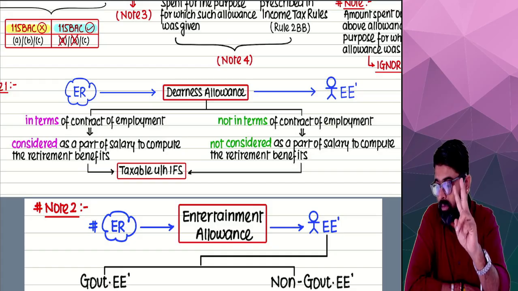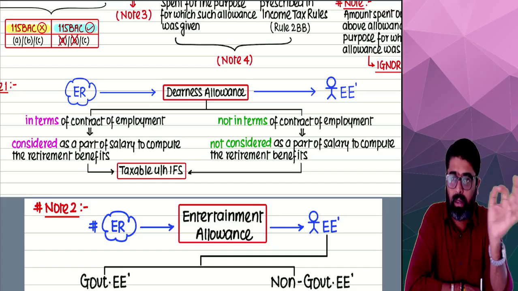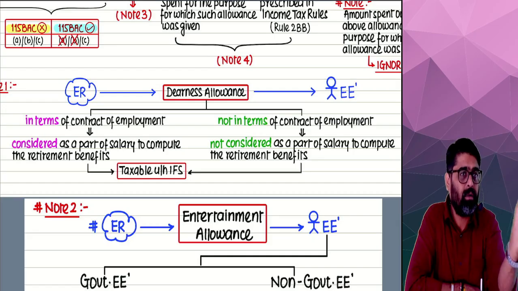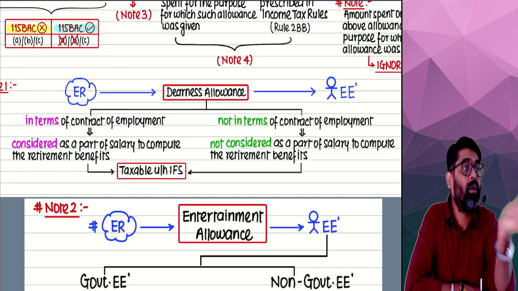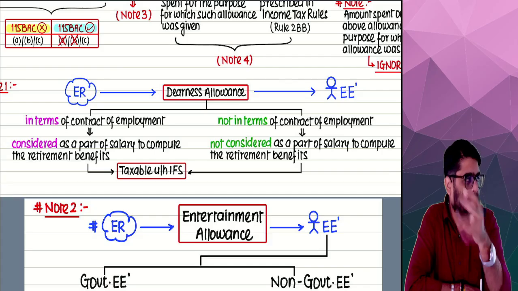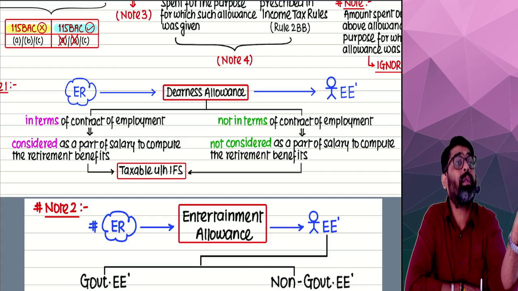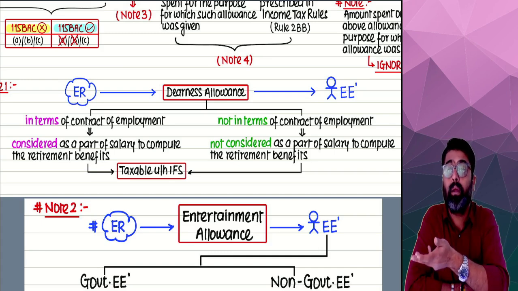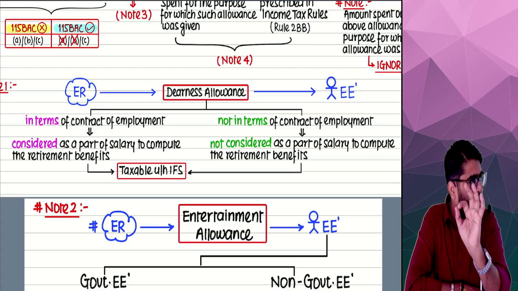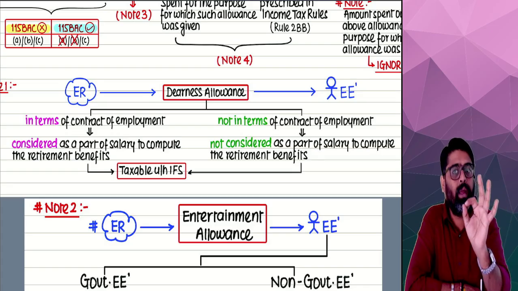So there are two types of DA: in terms and not in terms. In terms is DA written in the employment contract. Not in terms is DA not written in the employment contract. Both the DAs are fully taxable. Whether you get it as per employment terms or without the employment terms, both the DAs are always taxable. Always.